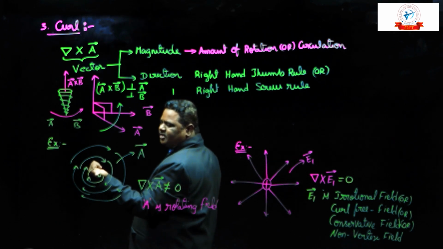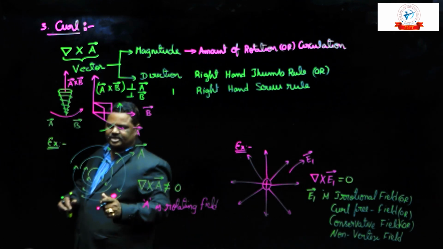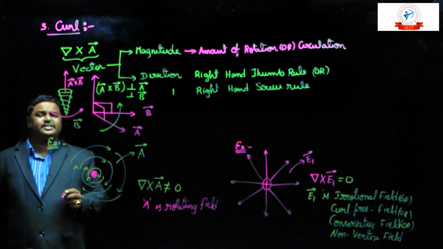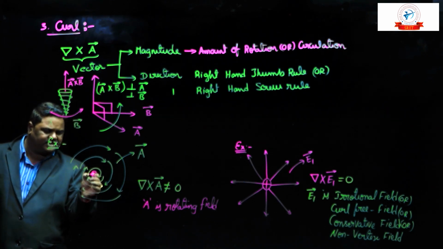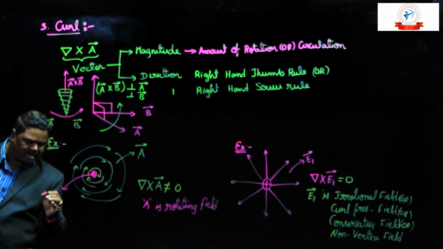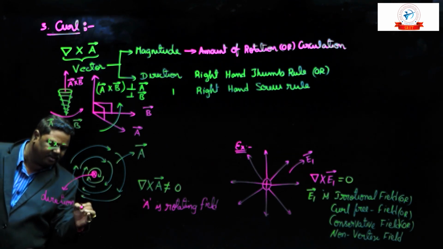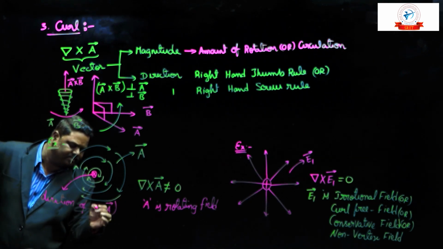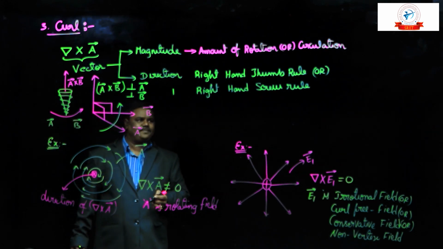According to right hand thumb rule, this curl operation direction is into the board. So the direction of curl operation is into the board. That is denoted with a circle with cross. This indicates the direction of del cross A bar, or curl of A bar.